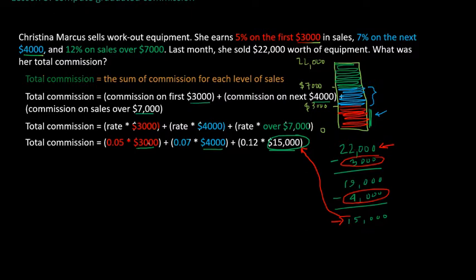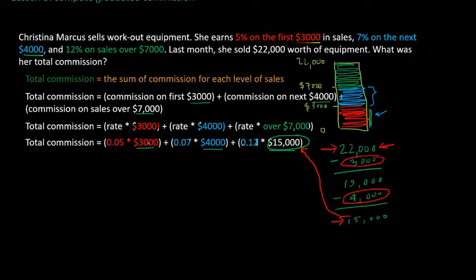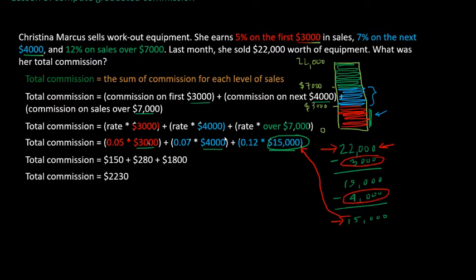Again, one more time, you find that number by taking the total sales and subtracting off the money she's already made commission on. And then, of course, plugging in the appropriate rate, which in this case is 12% or 0.12. So we've got our three chunks. Now you simplify. I would just simplify the stuff in the parentheses and then take your final sum. And we find that her total commission was $2,230.